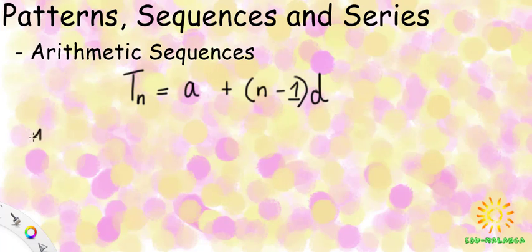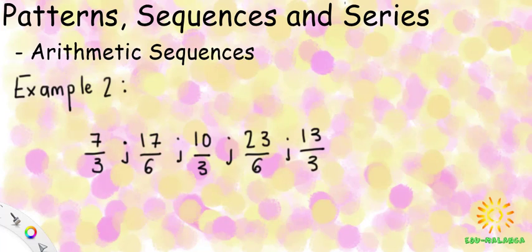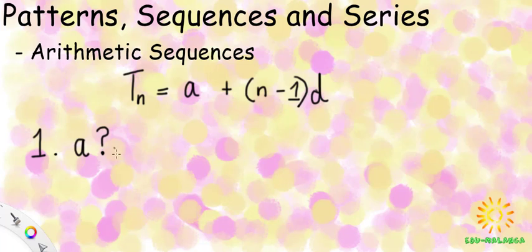The first question that we will ask ourselves for this arithmetic sequence is, what is the first term? Just looking at the general term, what's the first term a of this arithmetic sequence? In order to find the first term, you simply go back and read it off your arithmetic sequence. The first term that we're looking at for the sequence is 7 over 3. So a is equal to 7 over 3.